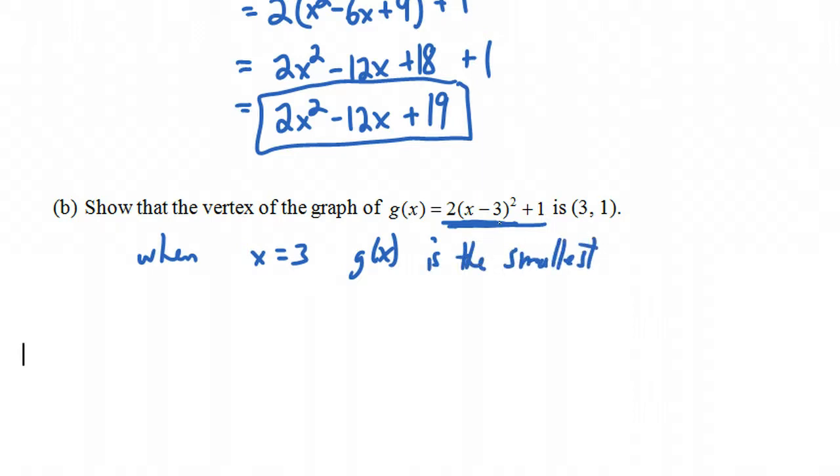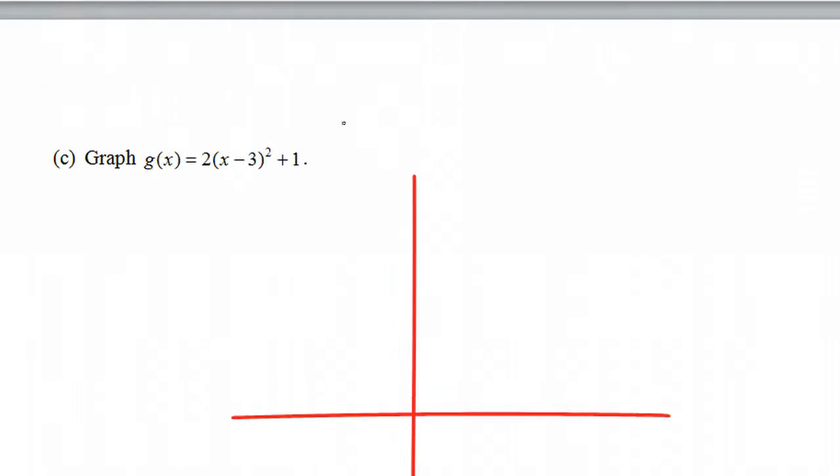The smallest it can be, because the first term will be 0, and it can't be anything less than 0. And in fact, what is g of 3? Well, if you plug in g of 3, you'll see that it's 0 plus 1, which is 1. When x equals 3, g of x is the smallest, and g of 3 is equal to 1. So it is the vertex. The vertex happens at 3 comma 1.